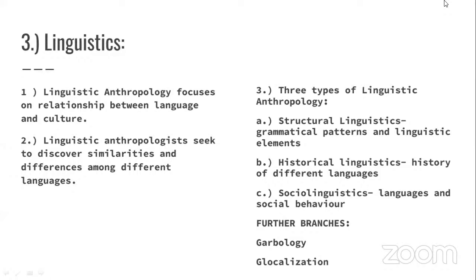It also has further branches like garbology and localization. Basically, garbology is one of the types of anthropology. It is not part of linguistic anthropology. It is part of anthropology itself as one of the subfields. It's a mistake here, please correct it. It is one of the sub-branches, or a very small branch, of anthropology itself. It focuses on the study of contemporary trash, as the name says. Garbology studies contemporary trash to examine how humans make, consume, and discard material objects.